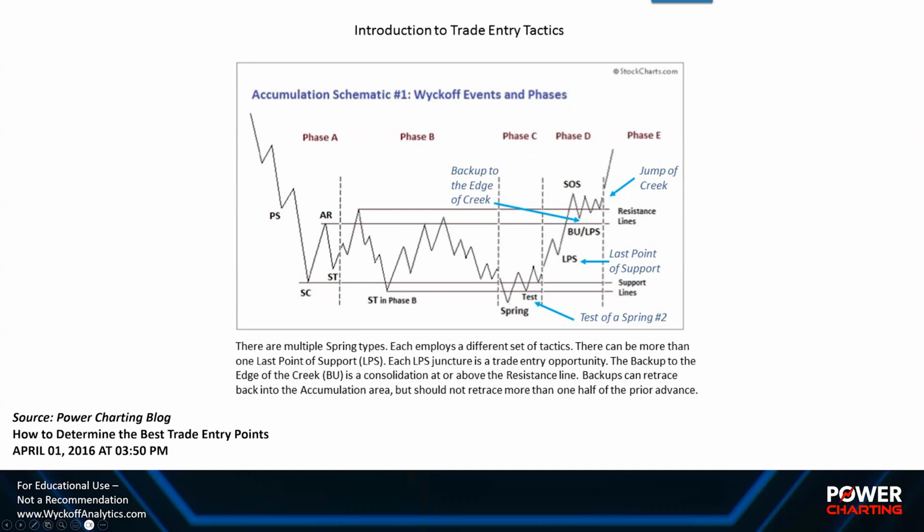Okay, so here, this is the case. This is schematic number one, which is a schematic which shows a spring, which is a slight breakdown below the secondary test in phase B of an accumulation structure. Actually, the example we're going to do today is not a schematic number one type stock, but this is a very good example, and it makes a very good point.